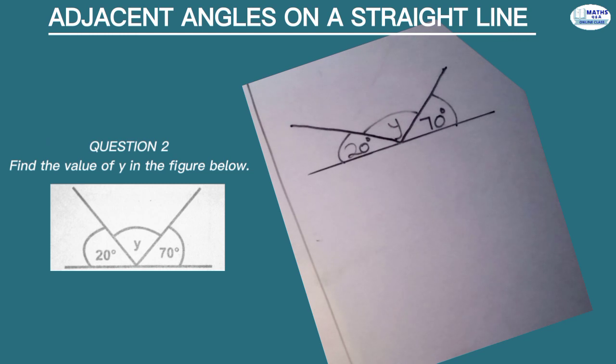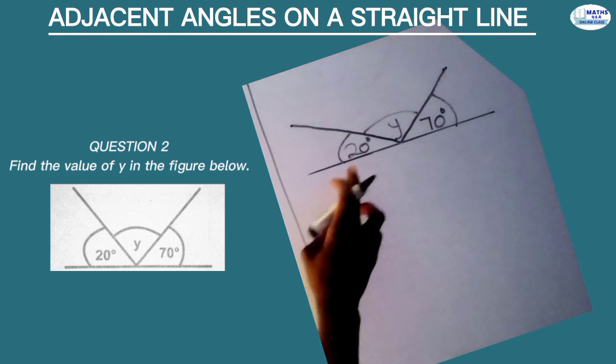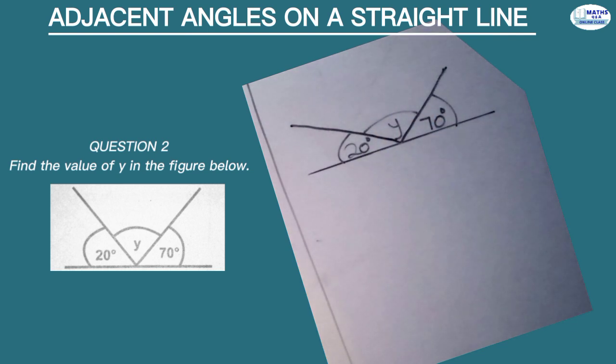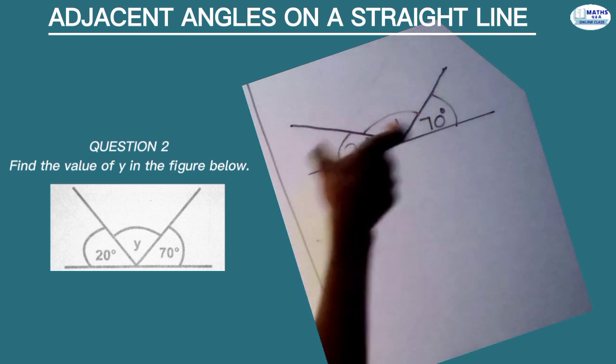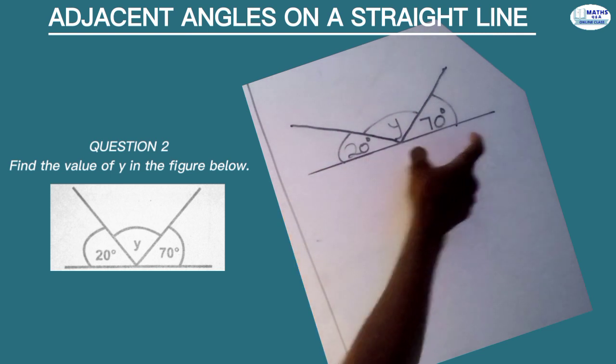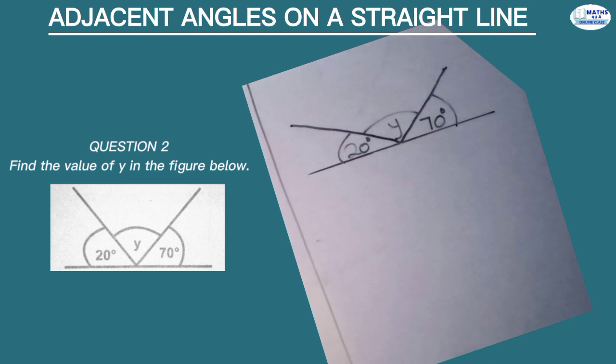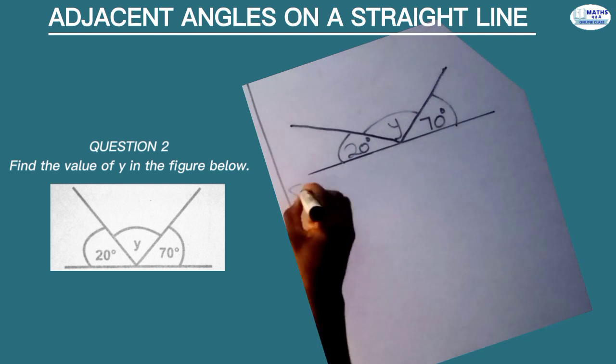So in our second example, we are to find the value of y in the diagram, right? In this figure. So let's do that. Now we have 20 degrees and y and then 70 degrees. Now all these 3 angles are formed on a straight line, right? And we say that sum of angles on a straight line equates to what? 180 degrees.